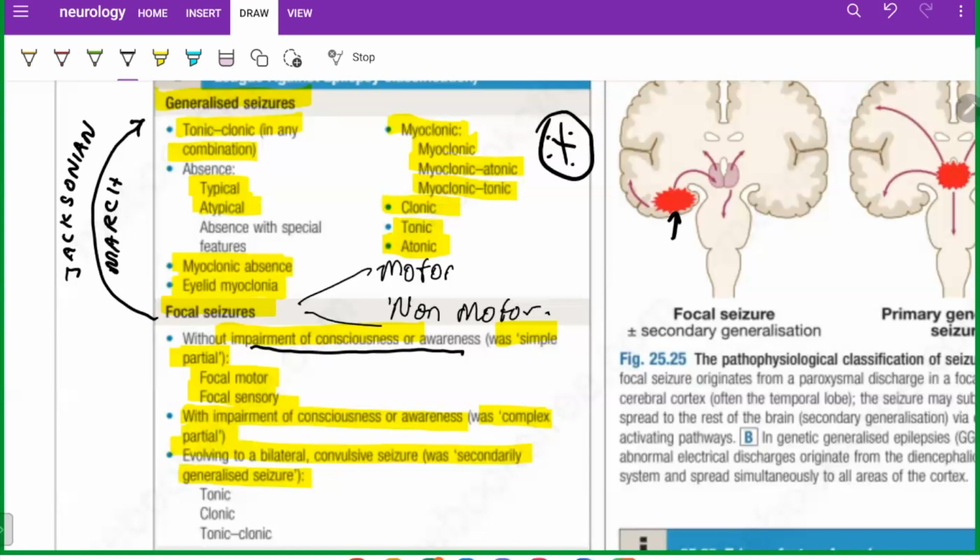Here I'm just depicting it to you. Okay? So what is Todd's palsy or Todd's paralysis? A focal seizure going to a generalized seizure, we call Jacksonian march. Similarly, you should know what Todd's paralysis is. Todd's paralysis or local paralysis, what is that? It is a brief temporary paralysis that follows a seizure. So that is called Todd's paralysis.